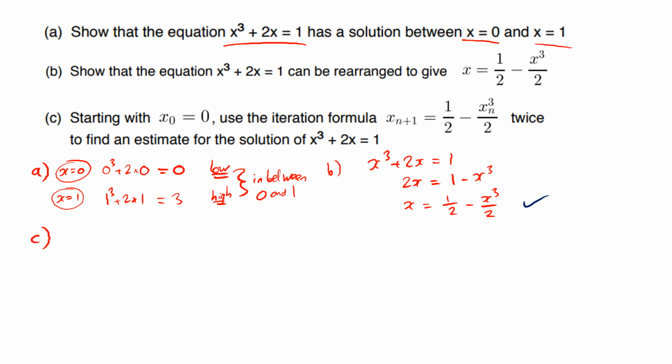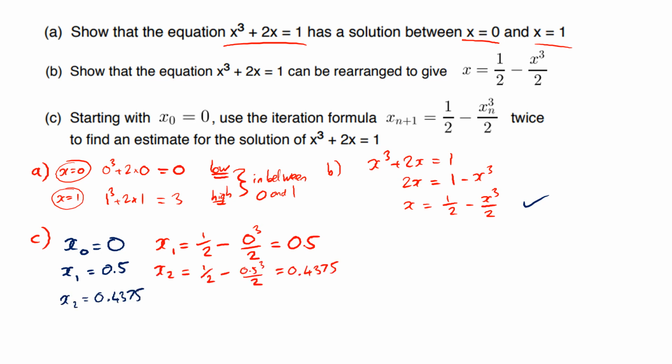And then finally C, which again, even if you can't do part A and B, you can still access part C. It gives us an iterative formula, and it says to use this twice. So we only need to find x1 and x2 to find an estimate for the solution of this equation. So I'm going to leave that to you now, and I'm going to unpause in 3, 2. So our first answer ends up being 0.5. Our second answer ends up being 0.4375, and that's done. That's our estimate for our solution. It says to do it twice, we did it twice.